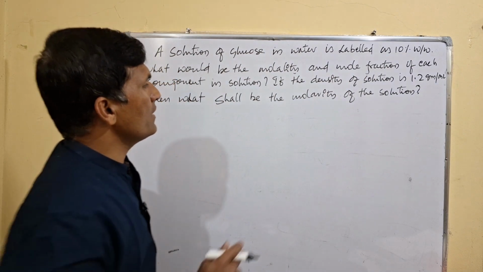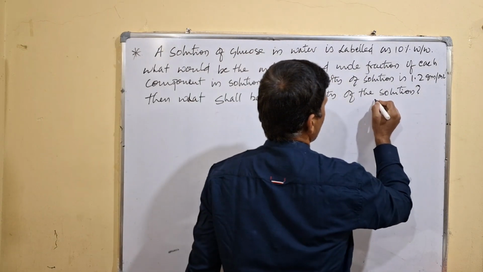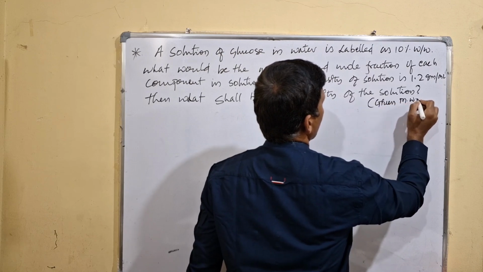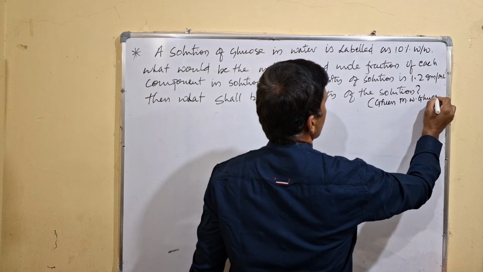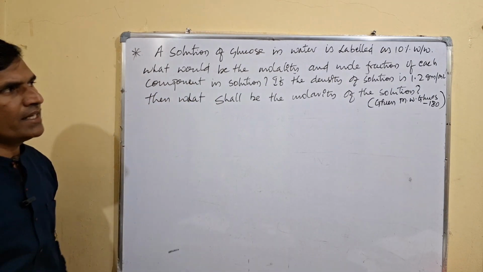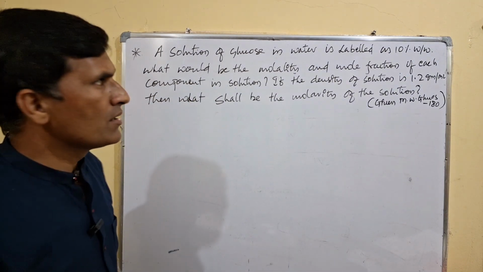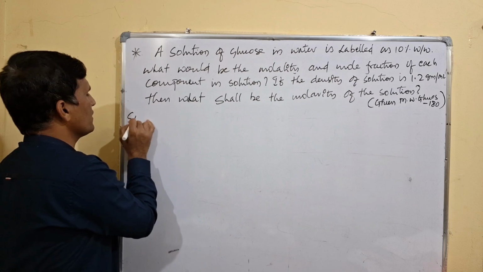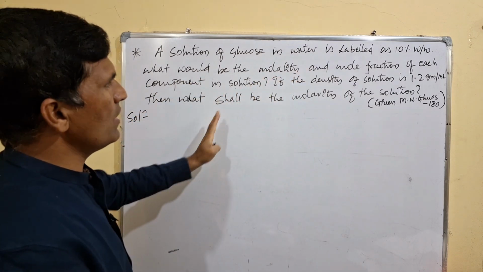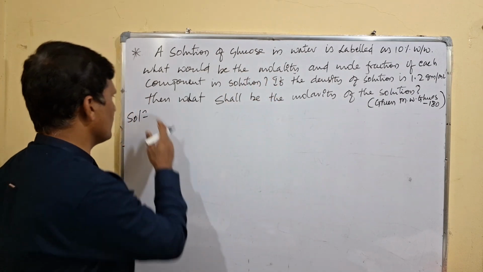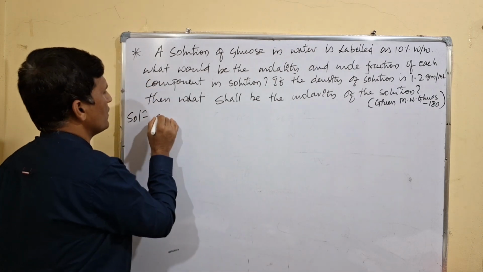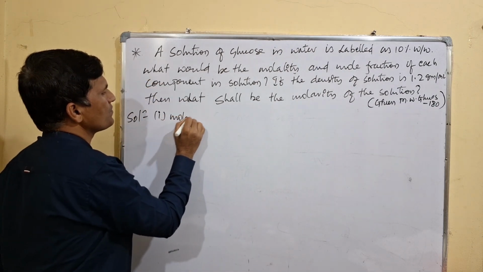You should write given: molecular weight of glucose is 180. They will give it, no need to worry. 180 is the molecular weight of glucose. So let us solve this. It is a 3-mark question. Molality, if you calculate, you will get 1 mark, mole fraction 1 mark, and molarity another mark. So we will see that. What you have to do, first we will do molality.